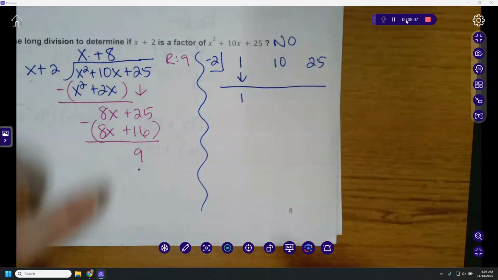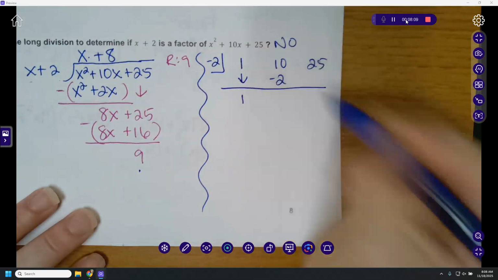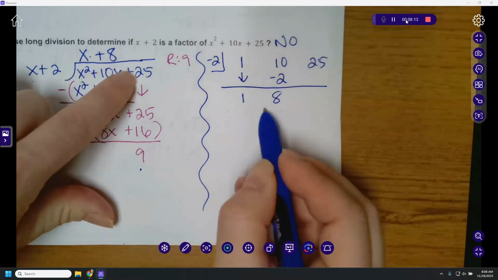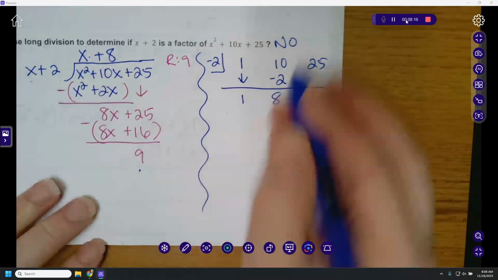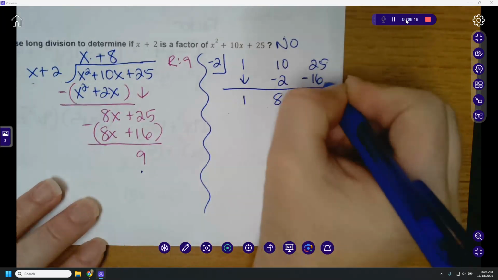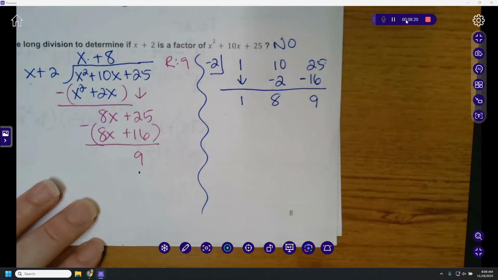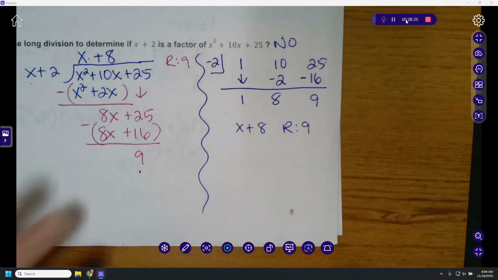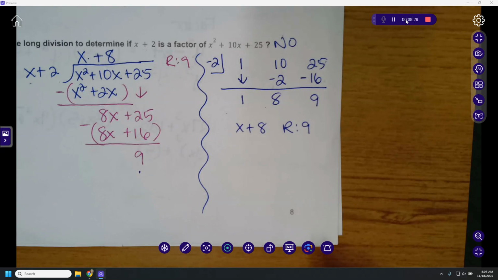So I get a 1, get a negative 2, you get an 8. Hopefully you're seeing these similarities with the long division there. I get a negative 16, and that's my 9. So x plus 8, remainder of 9. Same thing as yesterday. If I ask you if something's a factor, what you're looking for is if there's a remainder that gives you 0.